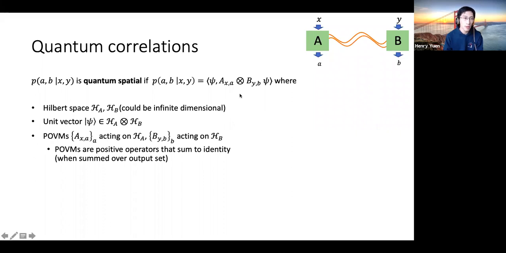And the important thing to note here is that the probability depends on the tensor product of the two measurement operators between box A and box B, right? And this tensor product assumption is a natural way to model spatial separation. Okay? And so this is a model that's very commonly used in quantum information.